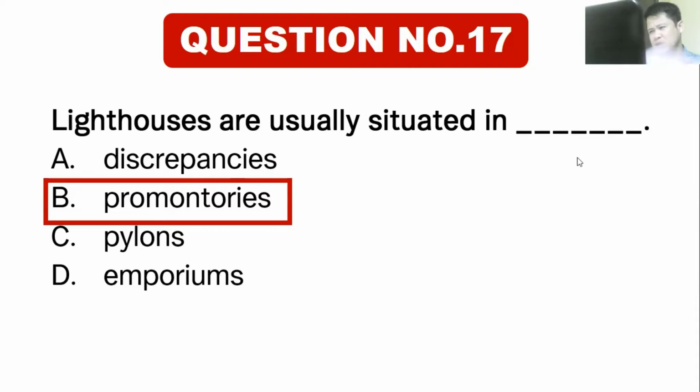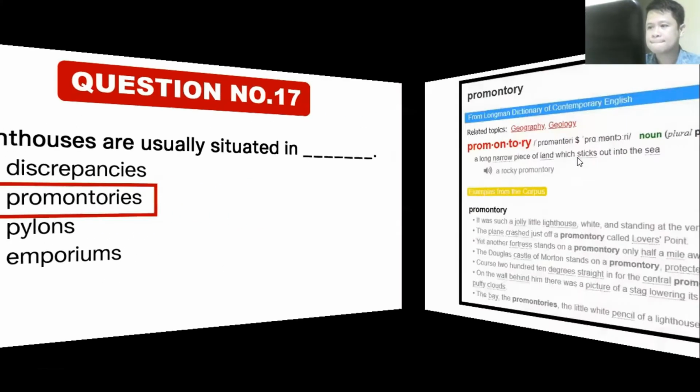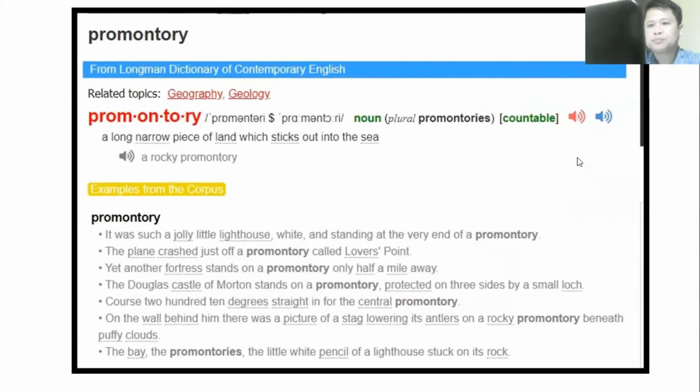What are promontories? What is a promontory? A promontory is a long, narrow piece of land which sticks out into the sea. So we have example sentences here. It was such a jolly little lighthouse, wide and standing at the very end of a promontory. Another example, the plane crashed just off a promontory called Lover's Point. Another example, yet another fortress stands on a promontory only half a mile away.